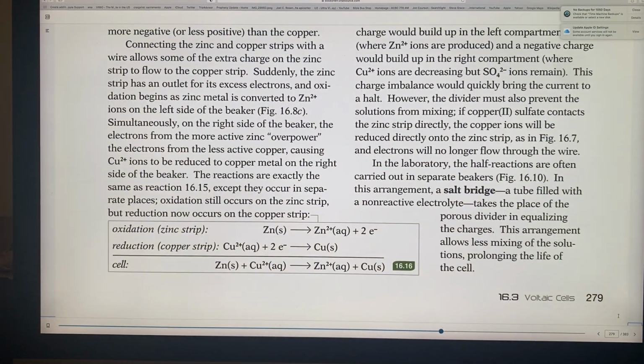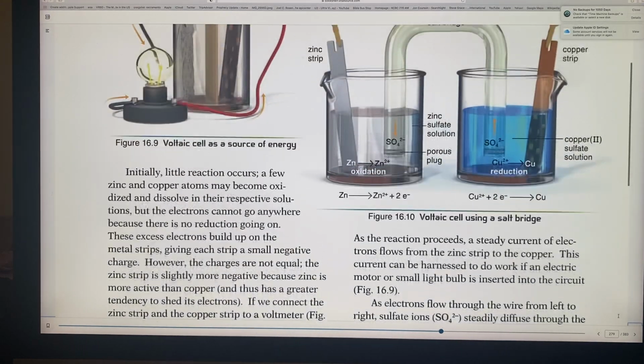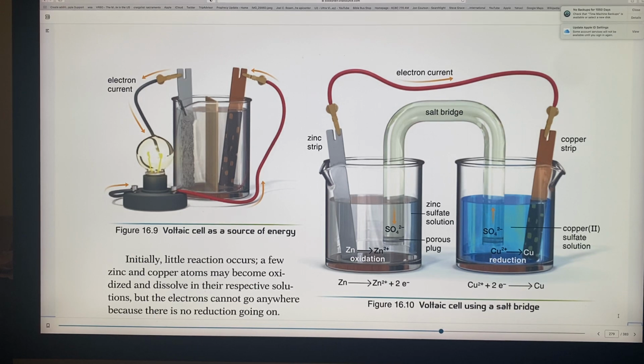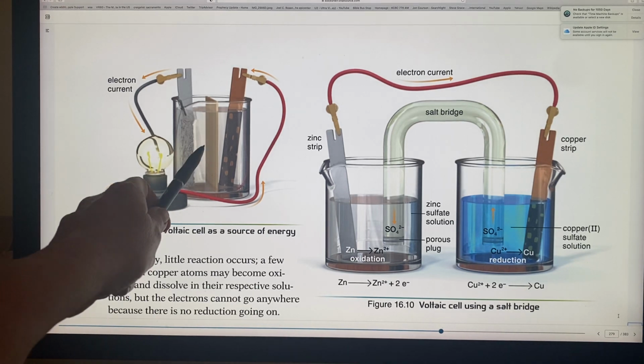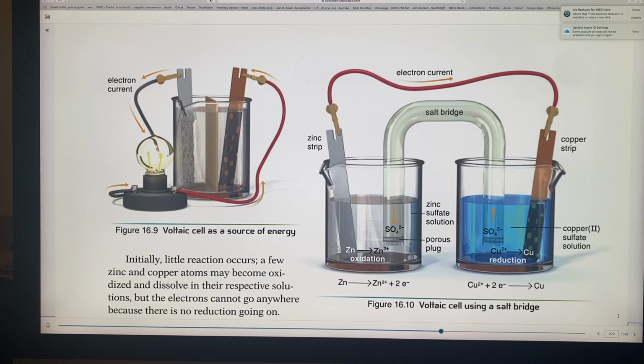In fact, here it says, in the laboratory, half reactions are often carried out in separate beakers. And this arrangement, called a salt bridge, is a tube filled with a non-reactive electrolyte that takes the place of the porous divider in equalizing the charges. And this arrangement allows less mixing of the solutions and prolongs the life of the cell. So they put the salt bridge instead, because cardboard's going to melt away pretty easily. So they put the salt bridge in and put them in separate beakers. And this way it works too.